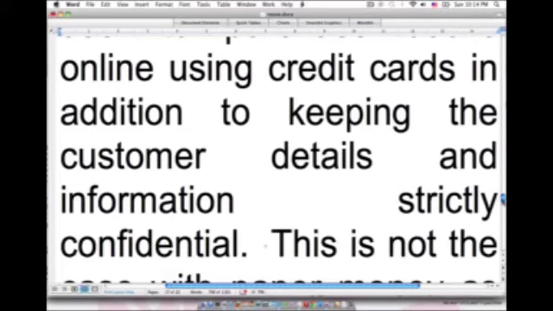So that is an example of a student who submitted an essay and would score around a 6.